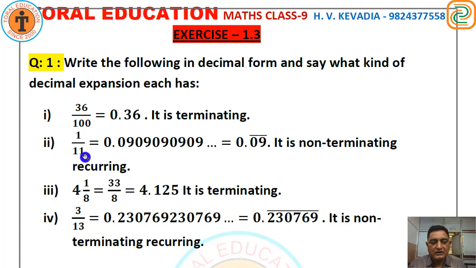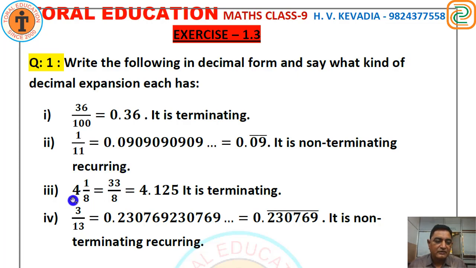1/11. If we divide 1 by 11, we get this pattern, 0.09090909, right? So 0.09 bar. Bar means it is non-terminating. It does not stop, but it is recurring. Non-terminating recurring decimal.